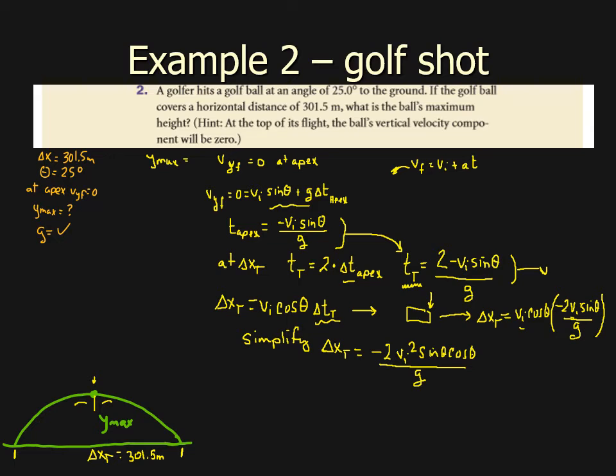If I want to solve for initial velocity, then I can simply take this and rearrange, and it would look like this. Initial velocity equals the square root, because this is velocity squared, so the square root of -g delta x divided by 2 times the cosine of the angle times the sine of the angle, or vice versa. Either way, it's the same thing. But you square root the entire quotient of all of this, and that is the initial velocity.